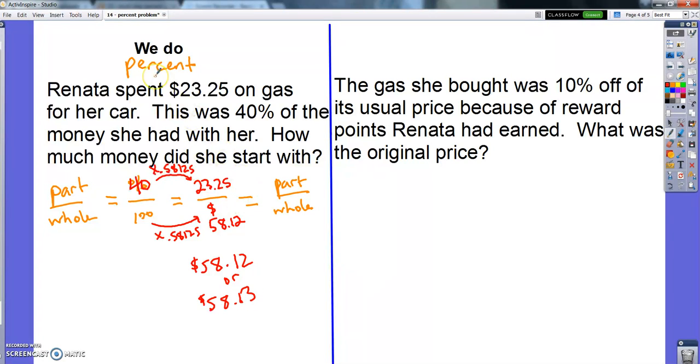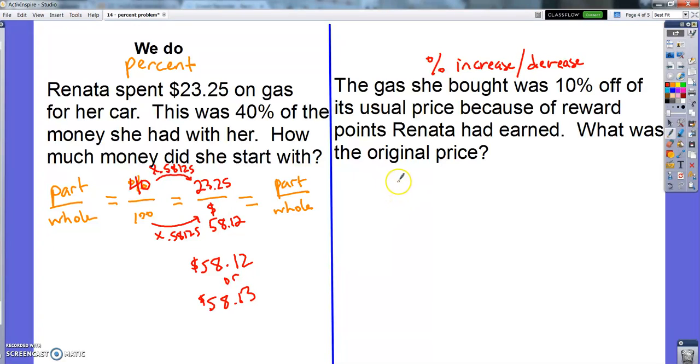So I just found that. So that's a basic percent problem. Those ones are not usually too bad. It's just a simple ratio. This next one is going to be a percent increase decrease problem. They are tougher. They take more setup, and you have to really understand what you're doing before you solve them. So the gas she bought was 10% off of its usual price because of reward points she earned. What was the original price?